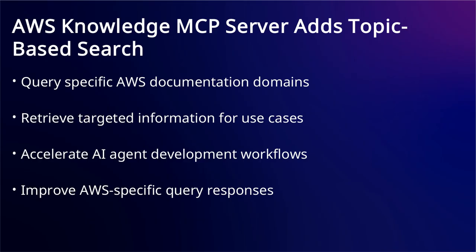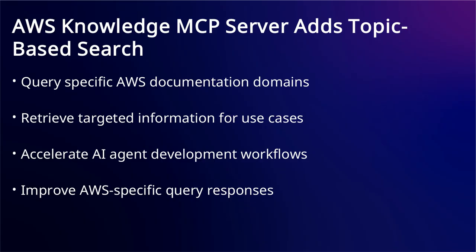AWS Knowledge MCP server lacked precise search capabilities across specialized documentation domains, limiting the accuracy of AI-generated responses for AWS-specific queries. The new topic-based search feature addresses this issue. You can now query specific documentation domains like troubleshooting or AWS Amplify.